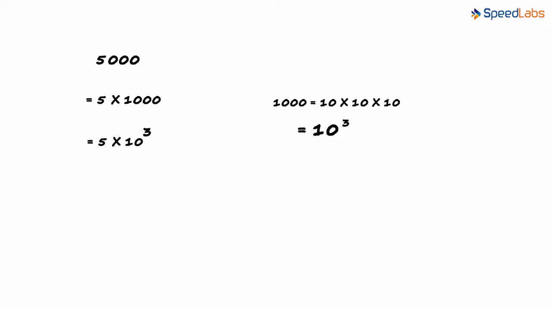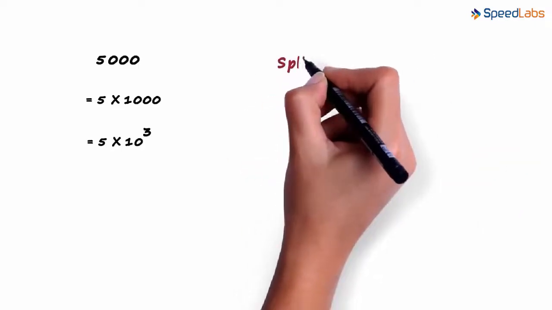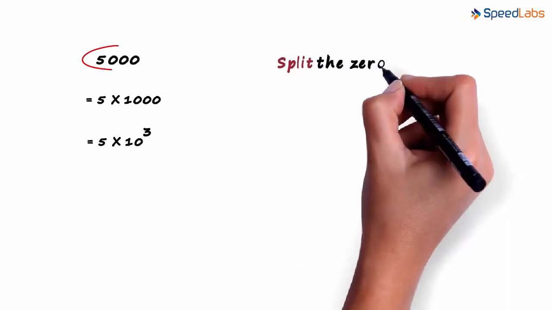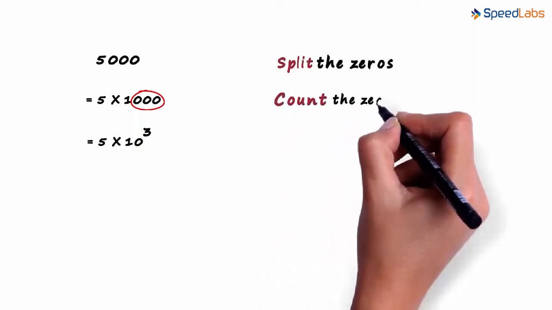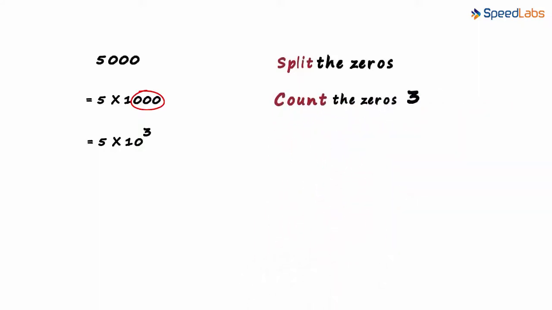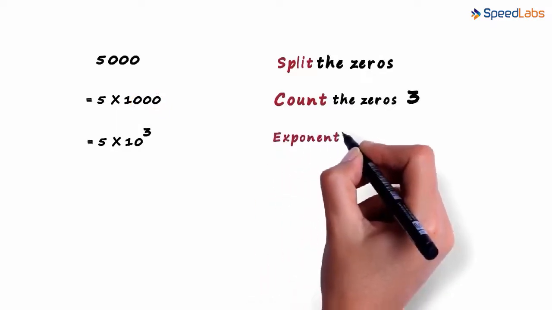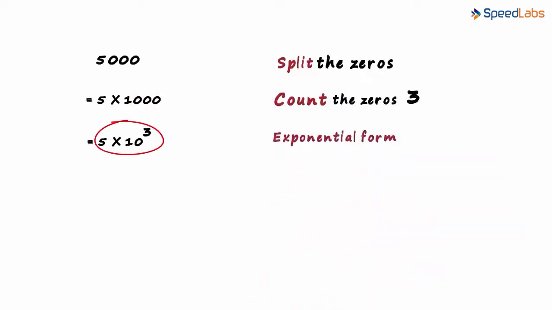But before we move on to the next example, let's review what we just did. First, we split the zeros and wrote 5,000 as 5 multiplied by 1,000. Look at the exponent 3 here. It actually depends on the number of zeros in the number. So what we did next was count the number of zeros. And we got the answer as 3 zeros. And in the last step, we write it down in exponential form. 5 multiplied by 10 raised to 3.